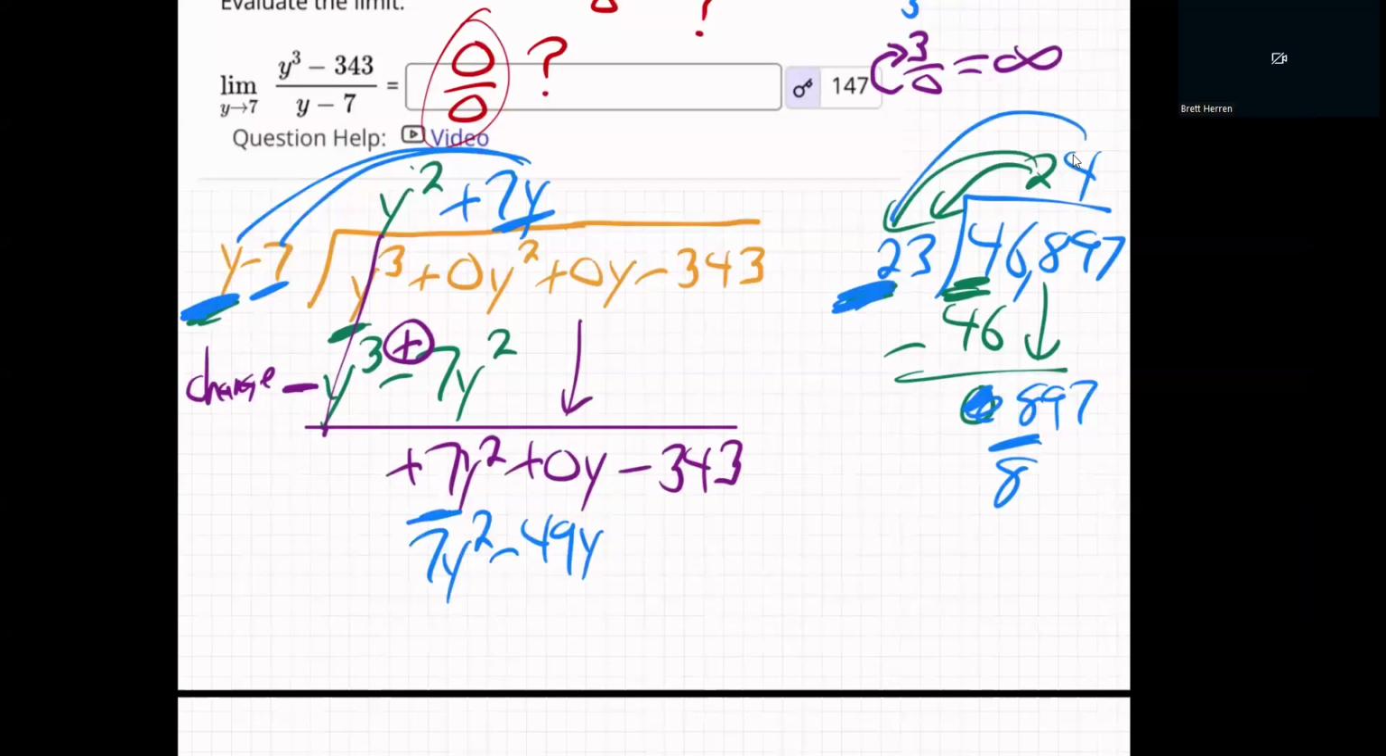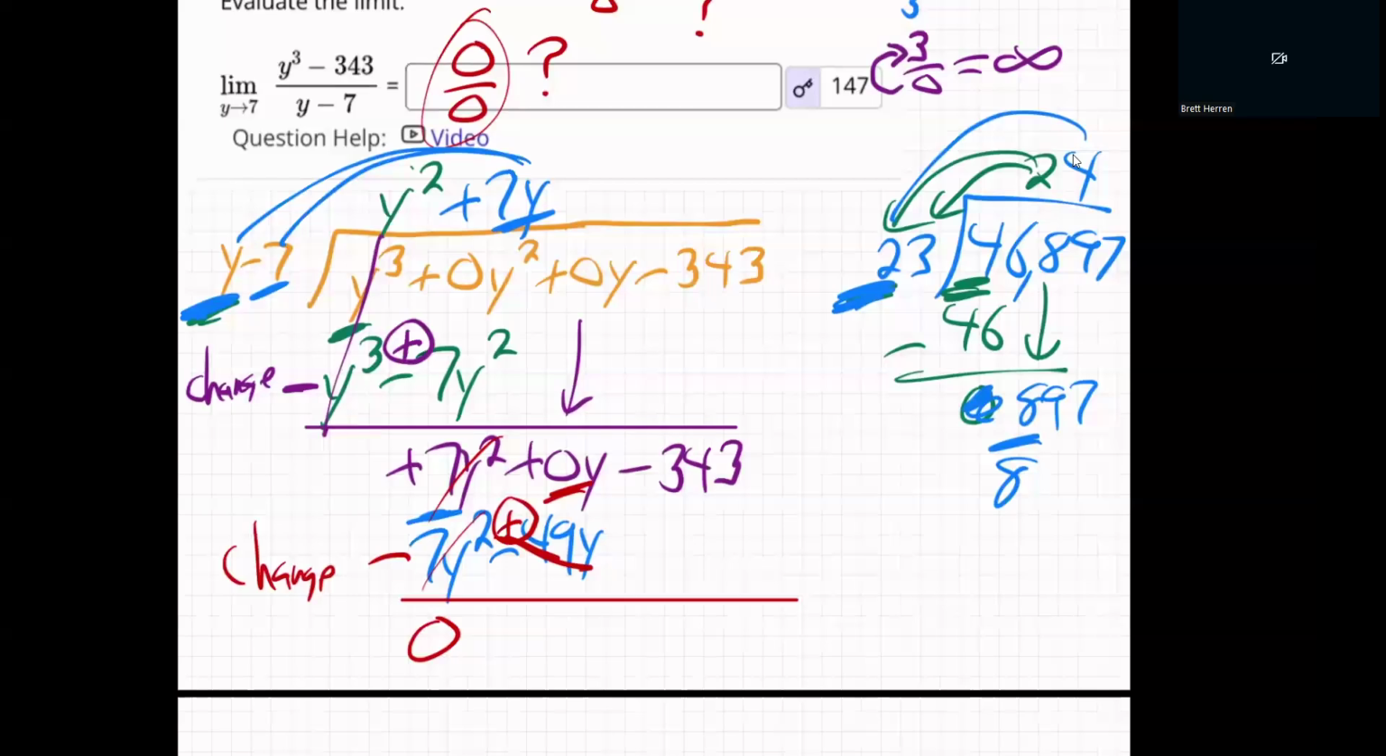Okay, and now we're going to draw our line. I got to subtract, but remember, subtraction means change all the signs. Make that negative, make that positive. So that's 0, they cancel. 0y, and now plus 49y is plus 49y. Bring down the 343. All right, last step.